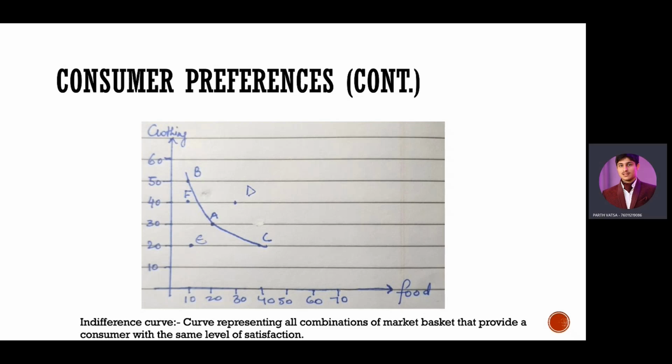The points below any utility curve or indifference curve have a lower utility than that curve, and the market baskets above that indifference curve have a higher utility as compared to the satisfaction level of the market baskets on that indifference curve. I hope you get the point.